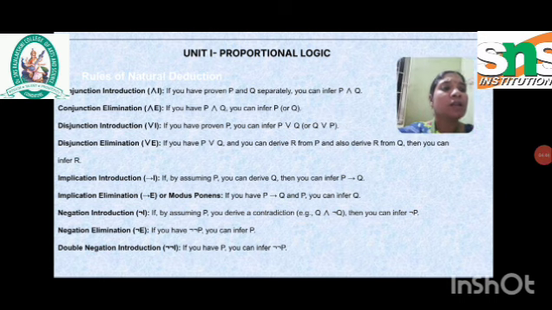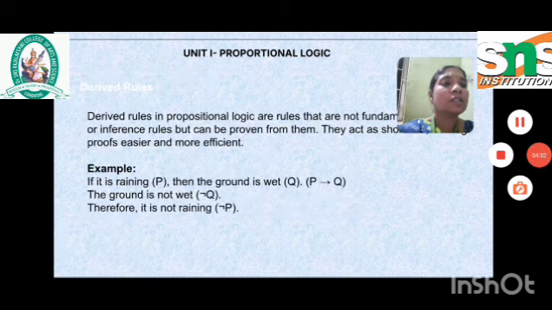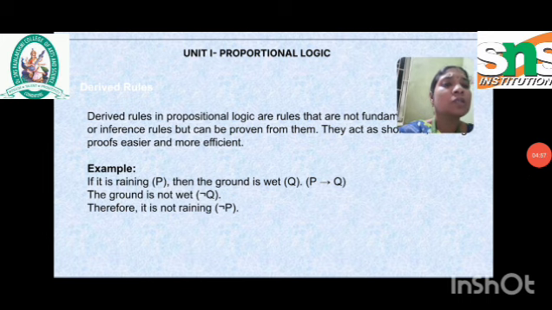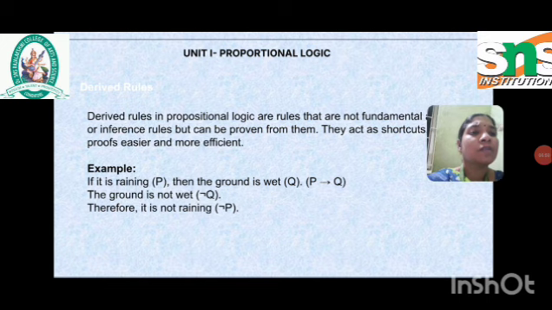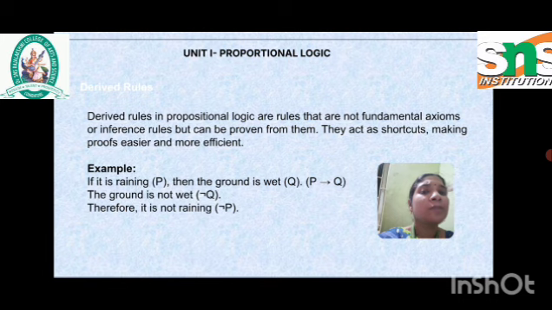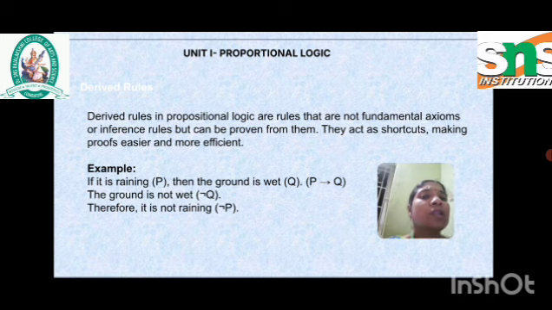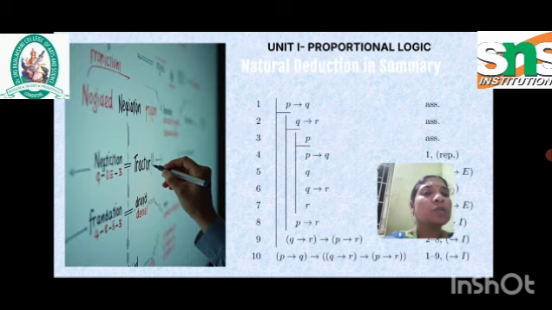Next, these are the derived rules. They are not fundamental rules, but inference rules that can be proved from the fundamental ones. Derived rules are the rules that give the actual output for propositional logic. We can see what the derived rules are that we are going to use in the next series.